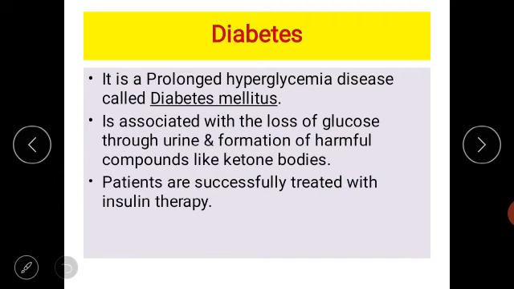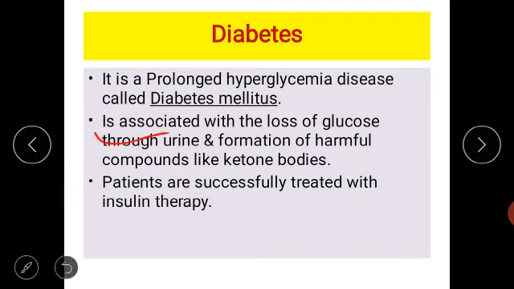Next is diabetes. It is a diseased condition, a prolonged hyperglycemia disease called diabetes mellitus. It is the condition in which blood sugar level is not normal. It is too high, which can affect the other organs of the body, and which is not a normal thing. So that affects the other organs, and it may cause serious problems.